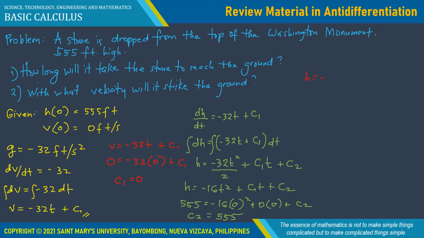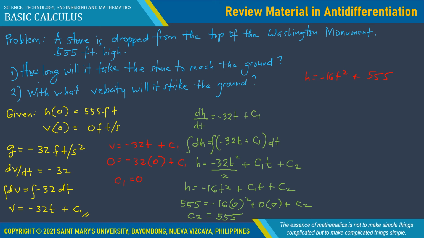Okay, so therefore, ang magiging equation ng height is h equals negative 16 t squared. Since c sub 1 is 0, pag binultiply mo siya sa t, 0 din lang. Then, plus c sub 2. Ang c sub 2 natin, 555. Okay. So, ba't nawala yung c sub 1 t? Again, kasi ang value ng c sub 1 is 0. Then, pag binultiply sa time, 0 pa rin siya. So, yun yung ating h.